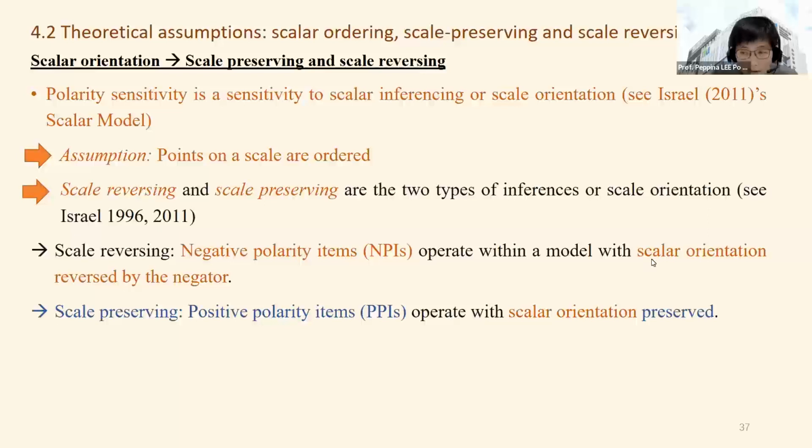It will reverse the scalar orientation of the original propositions. However, for the positive polarity items, it will operate with the scalar orientation preserved. In other words, because it doesn't have a negator, the original orientation, usually from top to low, will remain as top to low without any reversal effect.